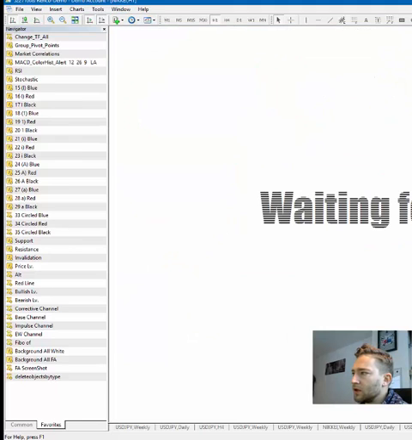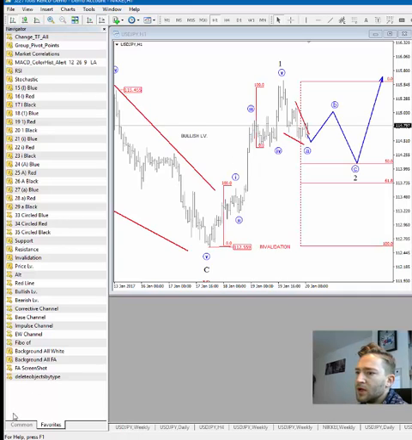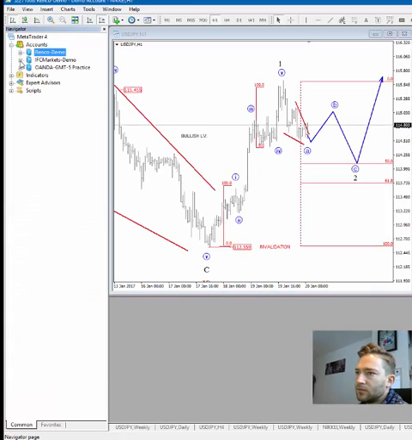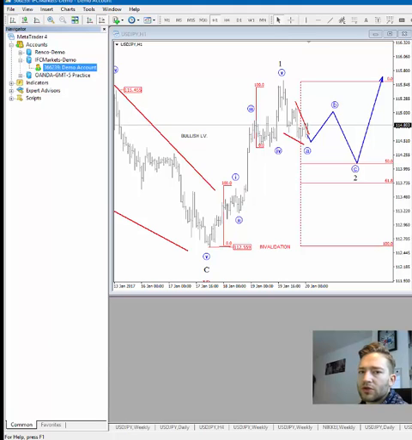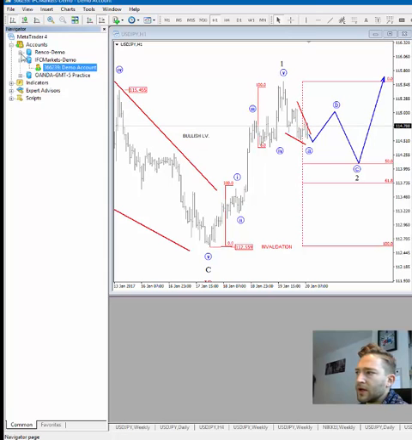Also, one market that is very important is the Nikkei. I think I have it somewhere here. Just a second. So the Nikkei is also highly correlated, as you know, with our dollar yen.